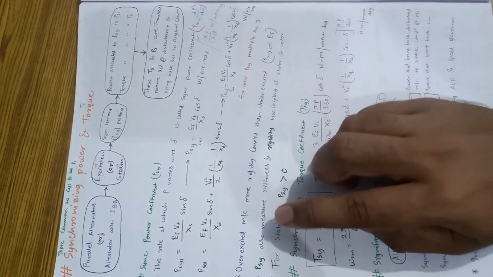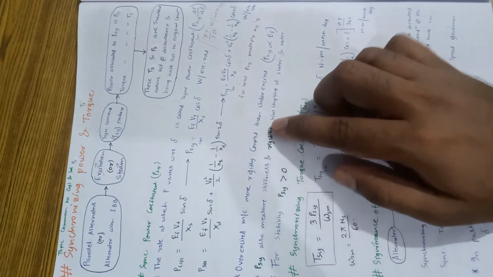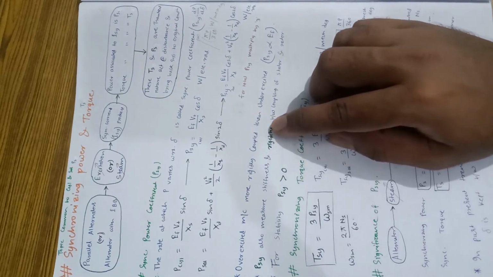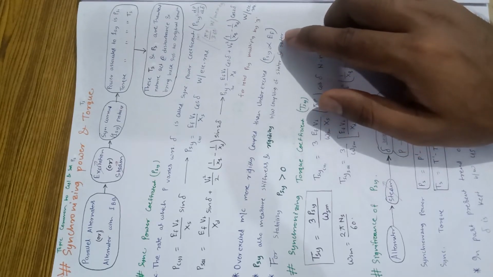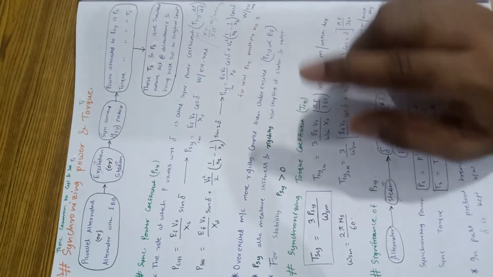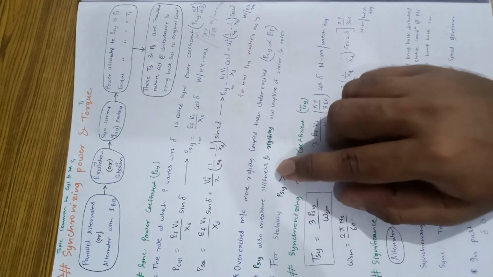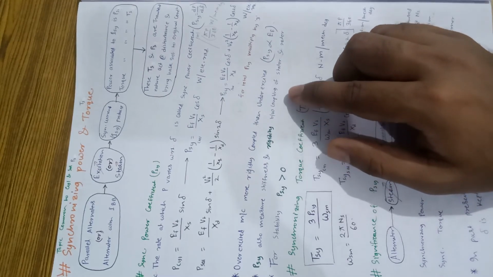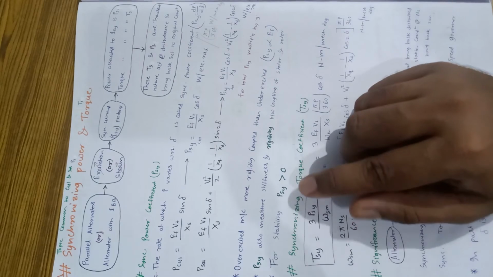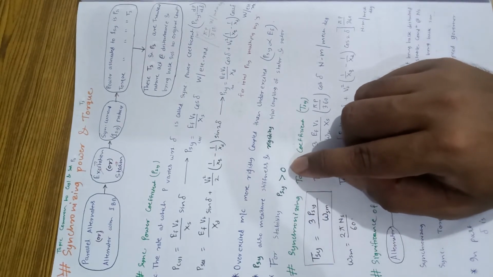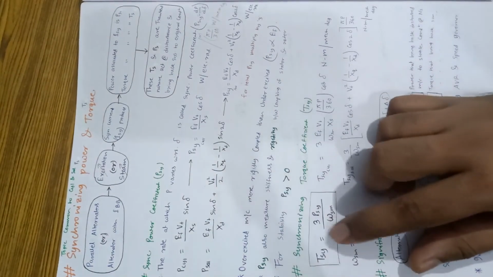Overall, over-excited machines are more rigidly coupled with others as compared to under-excited ones. So Psy is directly proportional to Ef. Psy also measures the stiffness and rigidity of the coupling between stator and rotor. For stability, Psy should be greater than 0. These are the points we need to keep in mind for the synchronizing power coefficient.